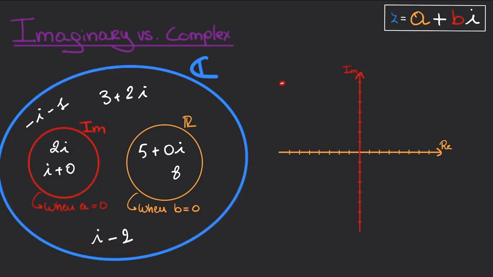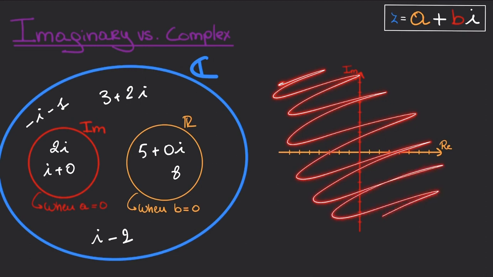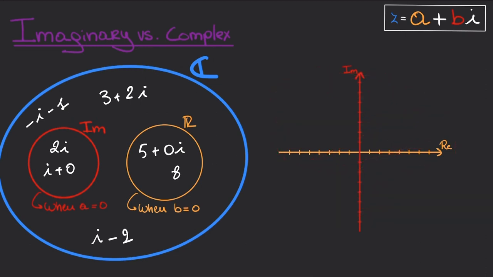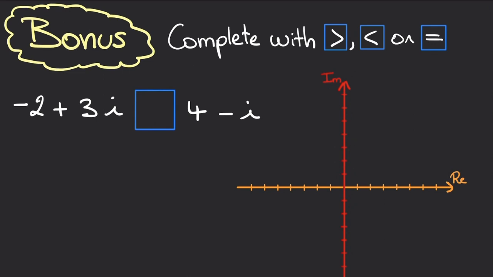To summarize, every number here is a complex number. Every single number on this plane is a complex number. But if they are on this line, they are still complex numbers, but we can also say that they are real. And if they are on this line, they are still complex numbers, but we can also go further and say they are purely imaginary. That's it for the video, and now I will leave you with a little bonus.